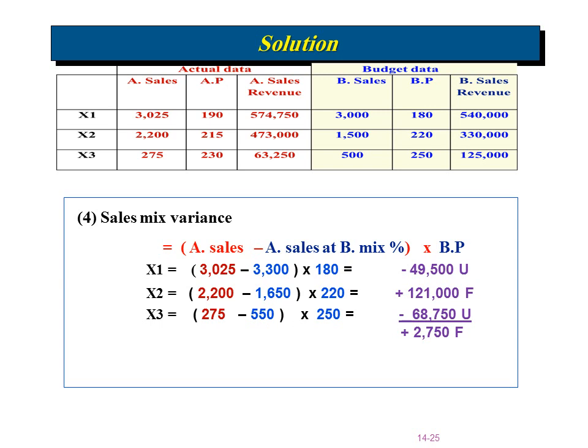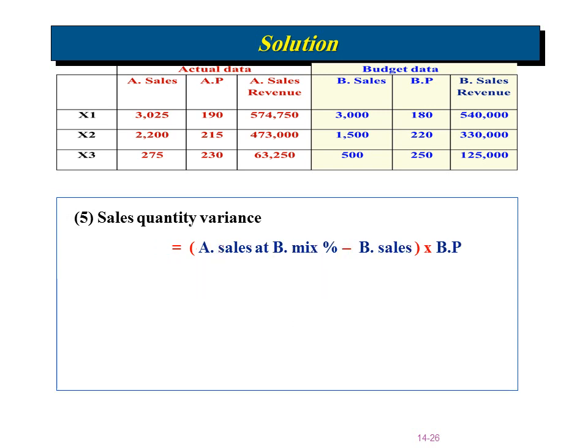Here I have the sales mix variance for x1, x2, and x3, and the total of them for the company. Okay, if I calculate the mix variance, it's easy to calculate the next variance, not sales mix but sales quantity. The difference between 1 and 2 is the sales mix variance, but the difference between 2 and 3, if you remember, is the sales quantity variance.